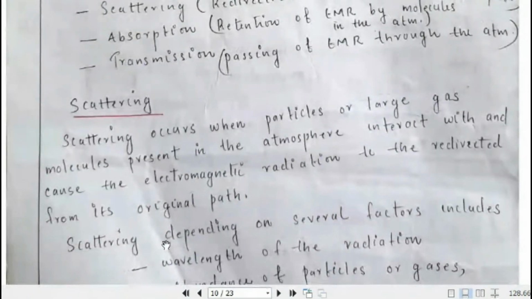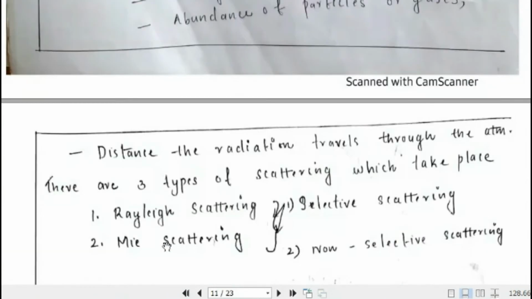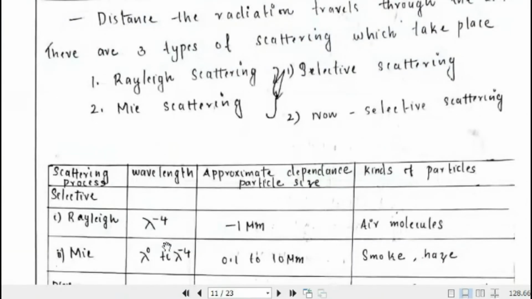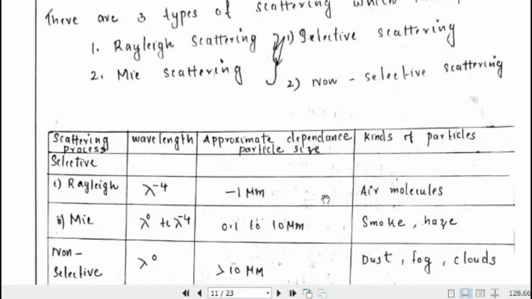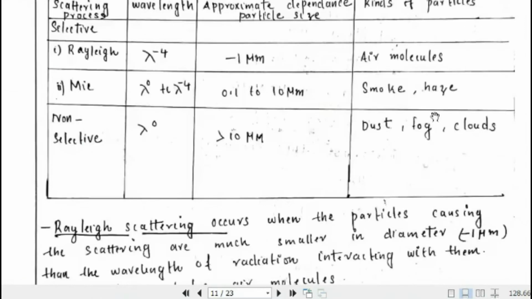Before starting absorption, we have to look into the types of scattering happening in the atmosphere. Based on the way the light energy is scattered, there are two types of scattering: selective scattering and non-selective scattering. Under selective scattering, there are another two types: Rayleigh scattering and Mie scattering. Then we will have a discussion on non-selective scattering also.